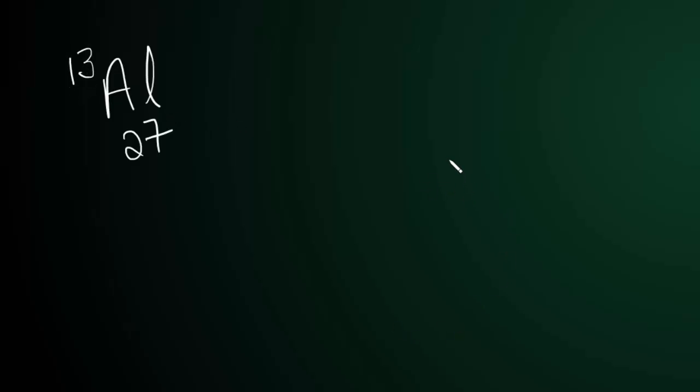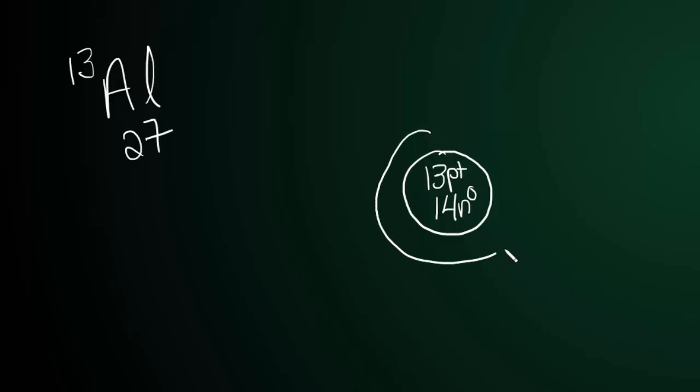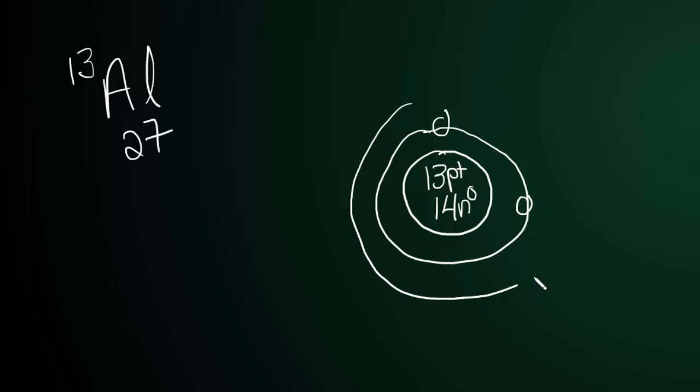So I'm going to come over here, and I'm going to draw my nucleus. I need 13 protons. I need 14 neutrons. So that's a lot of electrons I have to deal with. 13 protons means 13 electrons. So let's go ahead and do it. 1, 2 electrons. Second shell. 1, 2, 3, 4 electrons.